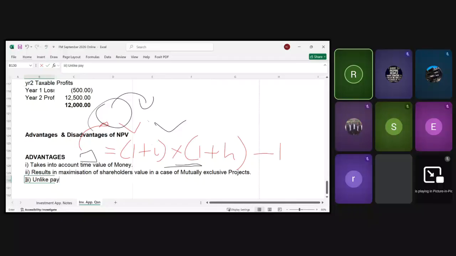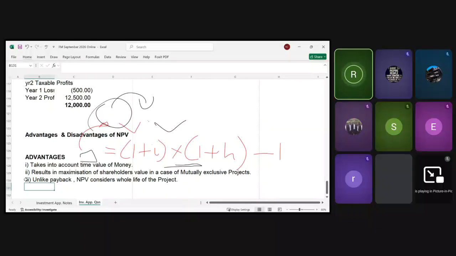unlike payback, NPV considers the whole life of the project. That is NPV for you. If you are to use NPV to assess the viability of a project, you are going to consider all cash flows of a project.